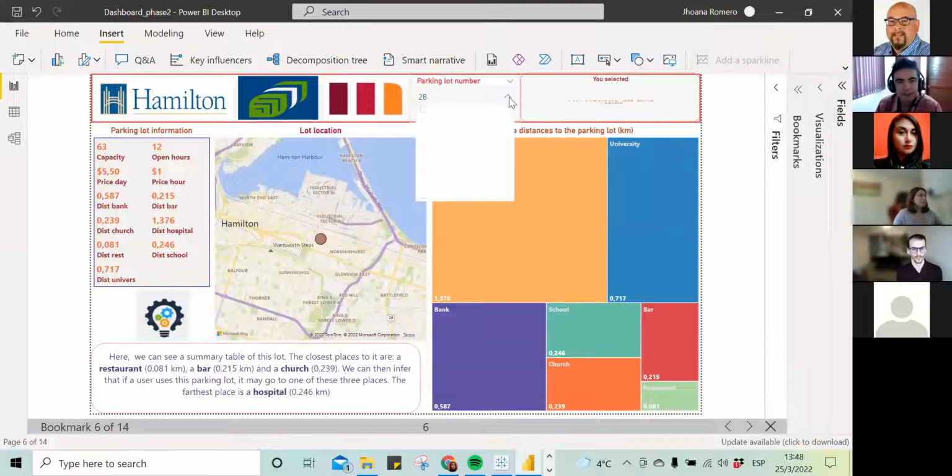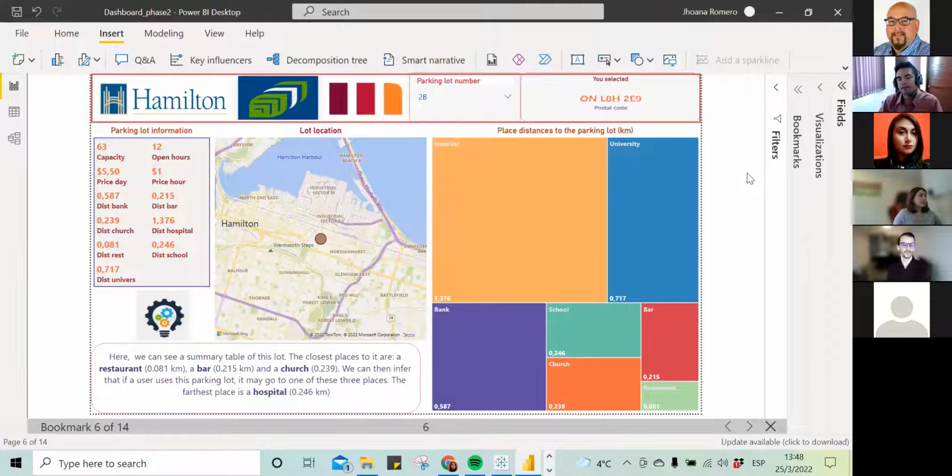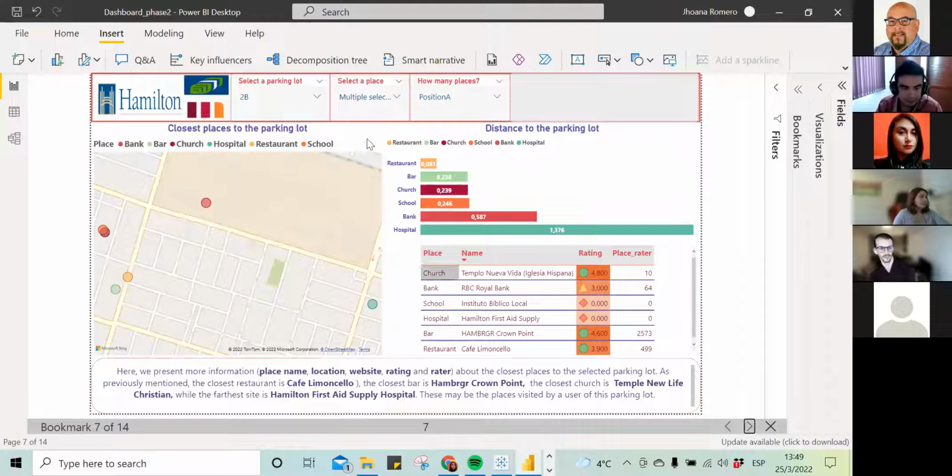Here is an example of parking lot 2B, which has a capacity of 63, and I'm going to describe the summary of the closest places to this particular parking lot. A restaurant, which is at 0.0881, all in kilometers, and then a bar, then a church. So we can infer that if a user uses this parking lot, they may go to one of those 3 places. The furthest was a hospital.